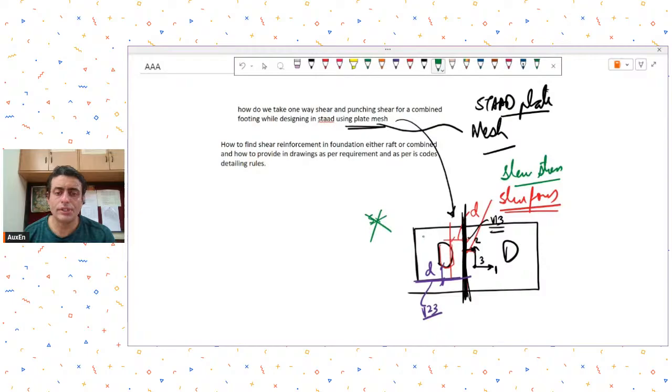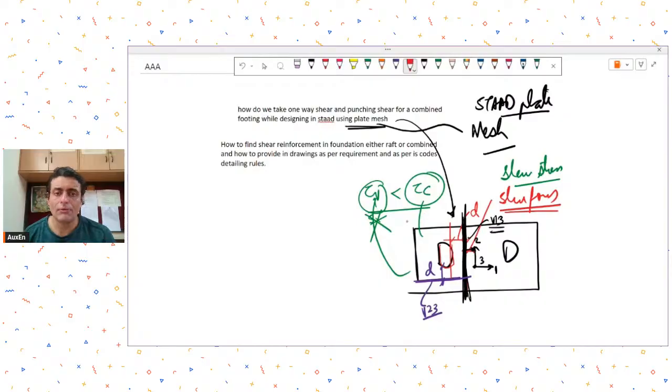So you check for shear stress, and then you need to ensure that it is less than tau c if you are using Indian code. So your tau v, which your STAAD is giving you as stress, has to be less than tau c. Otherwise, you need to increase your thickness.